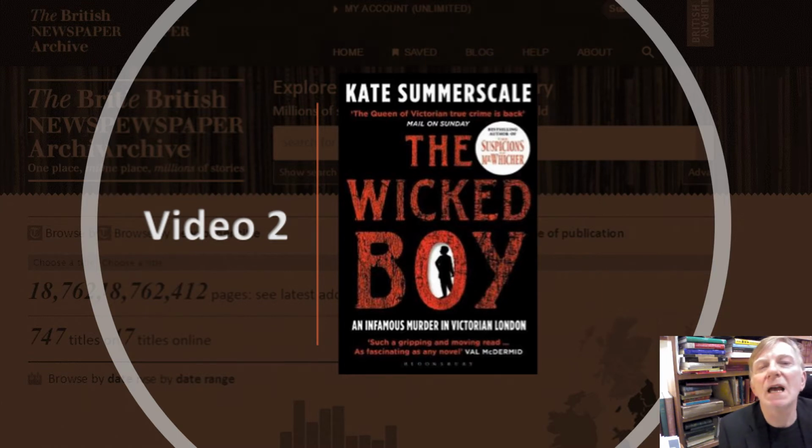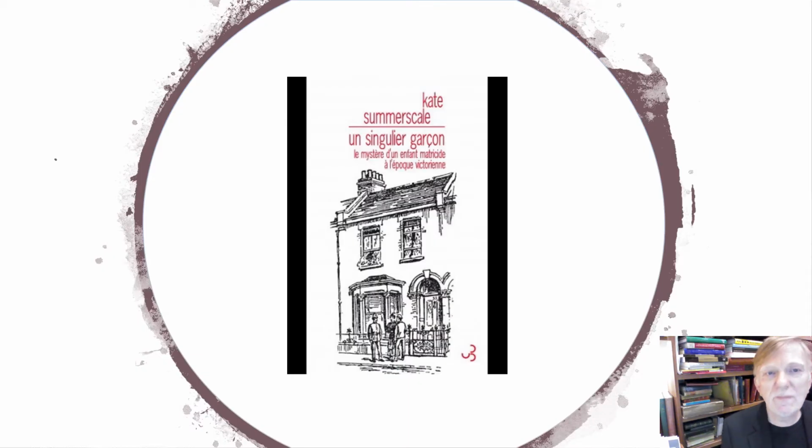The Wicked Boy has been translated into several languages you can find on various book purchasing websites. Now, what do these translations tell us about how readers in their various markets are supposed to understand this text? Well, I find the French edition quite dull. The title's translated as an unusual boy, un singulier garçon. The mystery of a child matricide in the Victorian era. The blurb just tells the story, and the cover is simply that of the outside of the house.